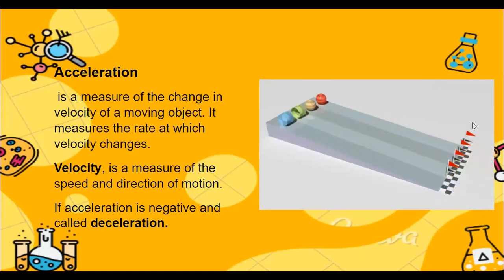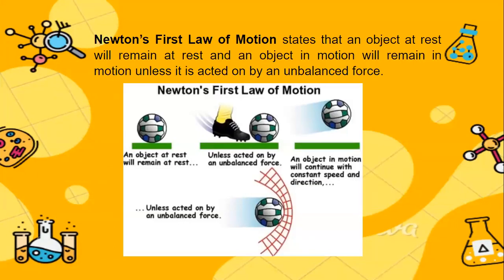Okay, so let us move to our next slide. We are now going to discuss the different laws of motion. First we have Newton's first law of motion, known as the law of inertia. This law states that an object at rest will remain at rest and an object in motion will remain in motion unless it is acted on by an unbalanced force.